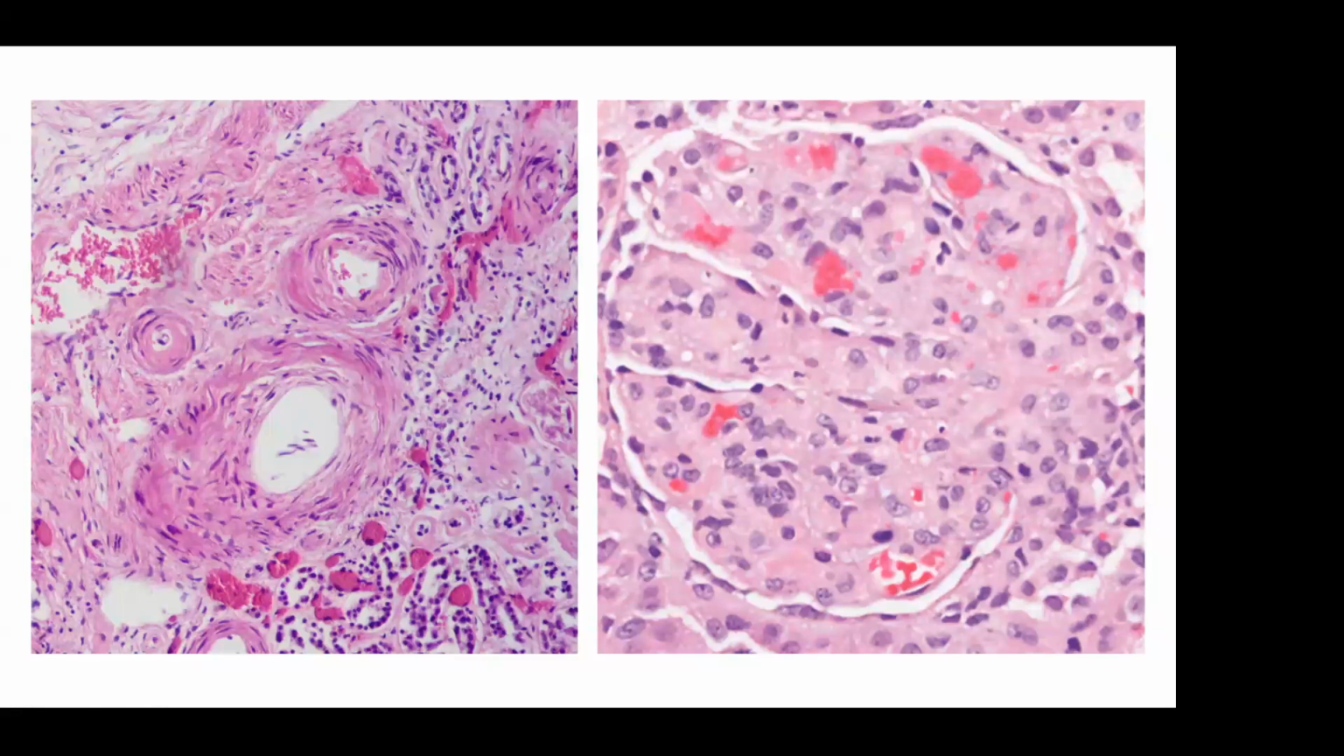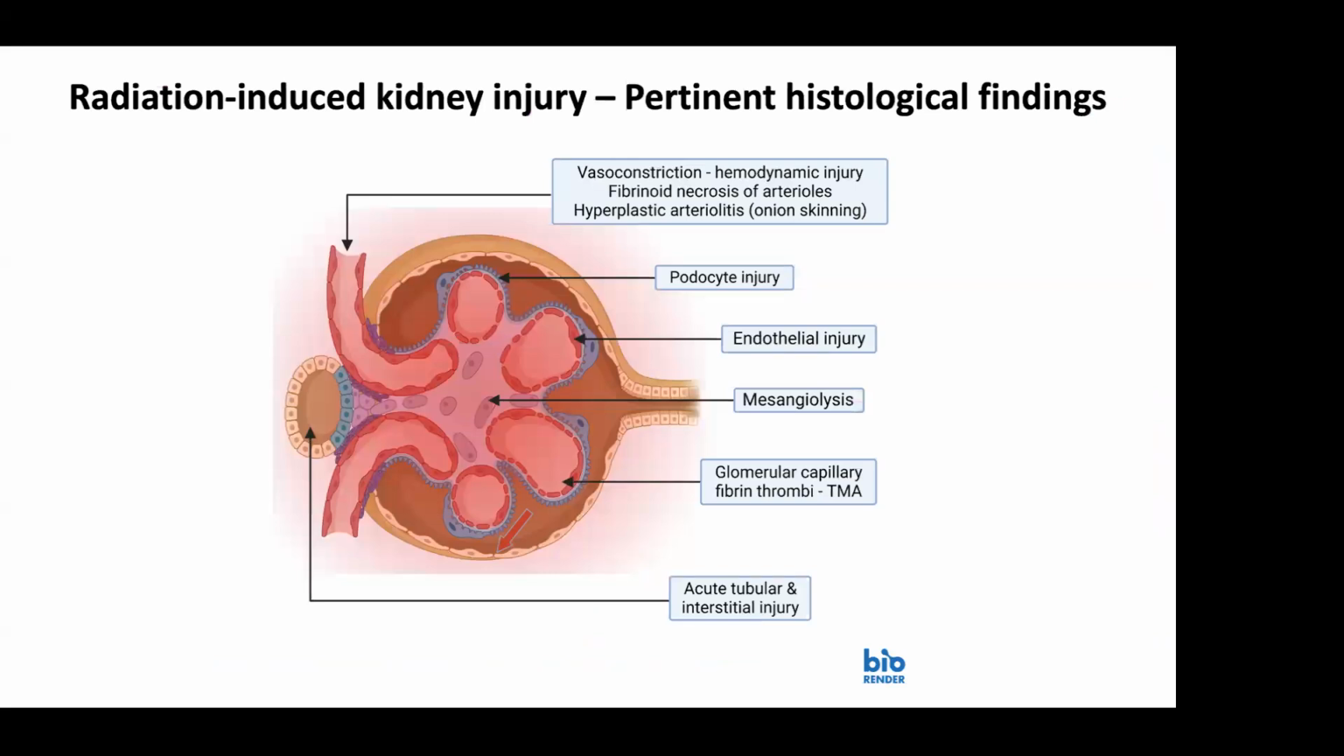Remember, the patient's platelet count and hemoglobin were normal. The patient just had very severe AKI, and probably the AKI was because of the severe rise in blood pressure and the thrombotic microangiopathy-like picture that is happening because of the radiation. So radiation-induced kidney injury can present with various manifestations, and it can affect various compartments of the kidney. It can cause vasoconstriction leading to hemodynamic injury, fibrinoid necrosis of the arterioles, hyperplastic arteriolitis, which we also call the onion skin appearance. It can cause podocyte injury, endothelial injury, mesangiolysis, present as thrombotic microangiopathy, and cause severe diffuse acute tubular injury.